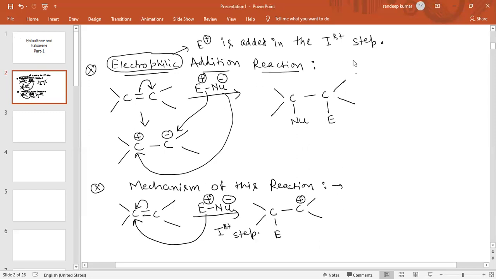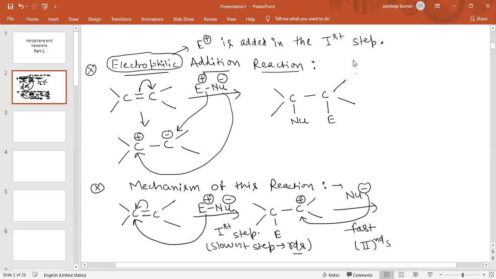Electrophilic attack is the first step, and this step is also the slowest step. We call the slowest step the RDS, rate determining step. Now there is the nucleophilic part. The attack of the nucleophile is fast, and this is the second step of the reaction. So the compound formed will be like this: electrophile on this carbon atom and nucleophile on this carbon atom. This is the product obtained.